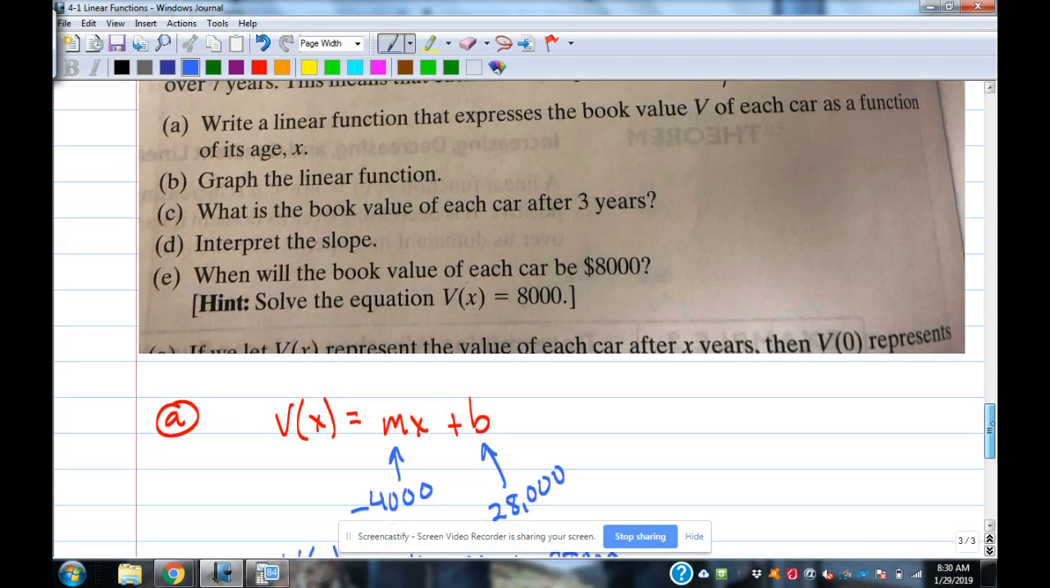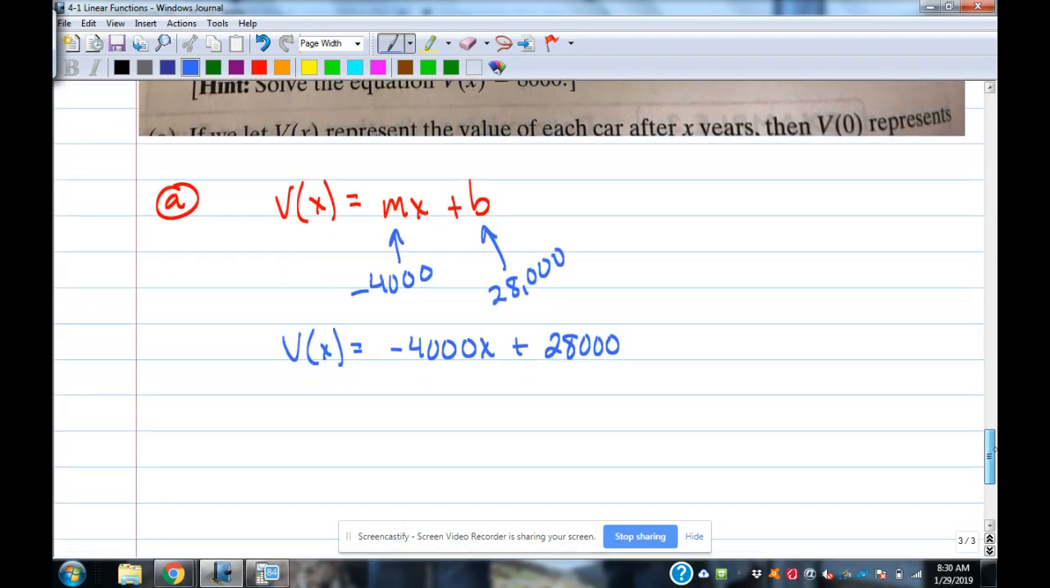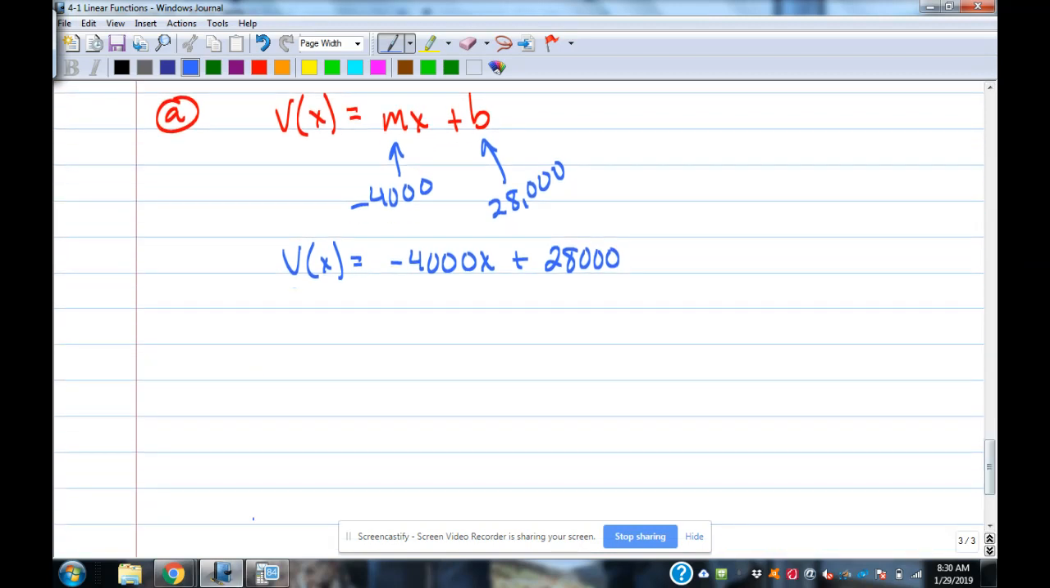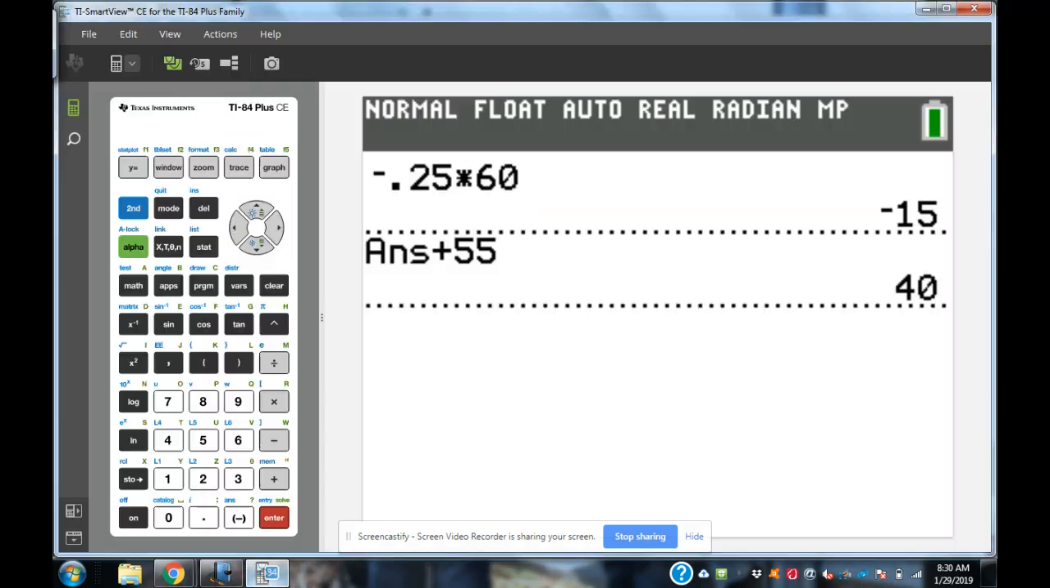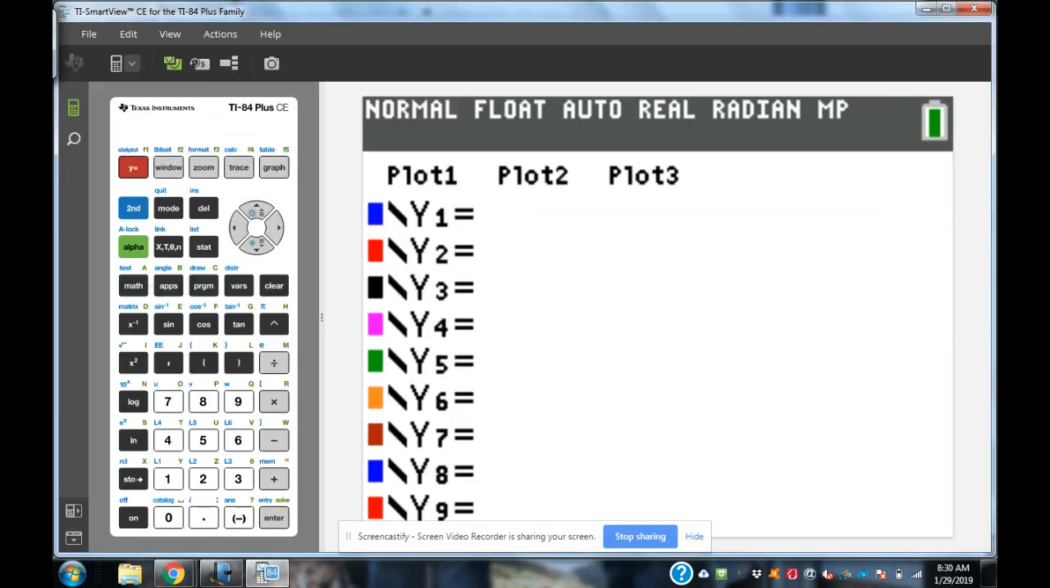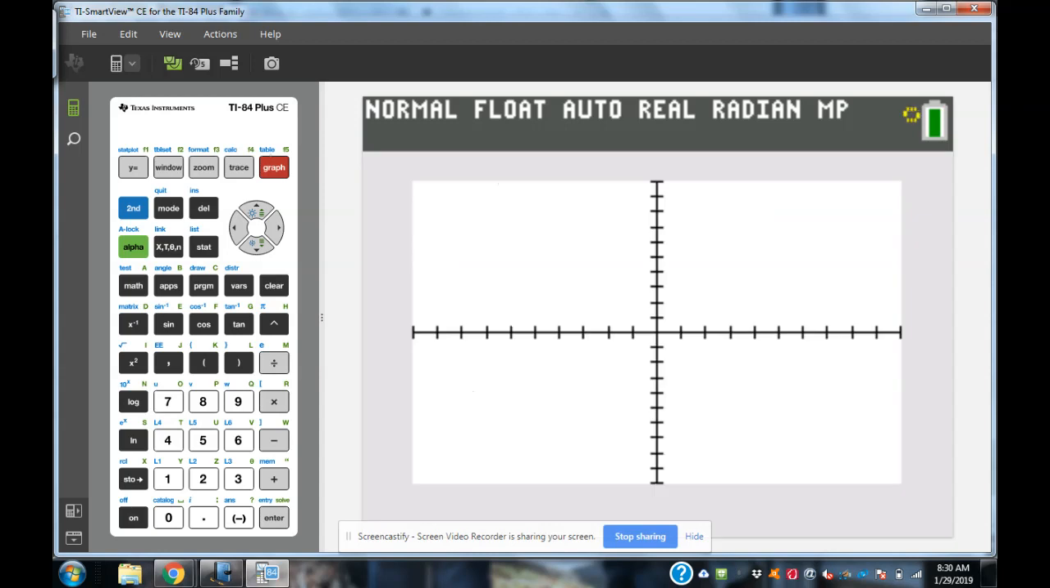All right. Part B says to graph that linear function. So if I'm going to graph a function, I got a graphing calculator, right? Let's worry about graphing it on that. So negative 4,000 X plus 28,000. Now, when I graph this, is it going to fit on my 10 by 10 window? No. So that means I'm going to have to change the size of my graph to fit that. All right. So if I hit graph, we verify. I got something else in there somewhere.